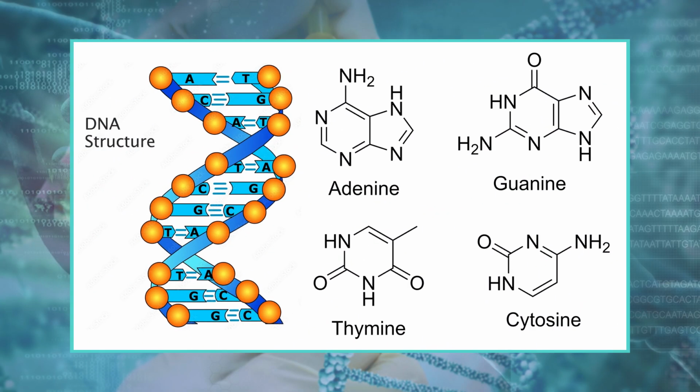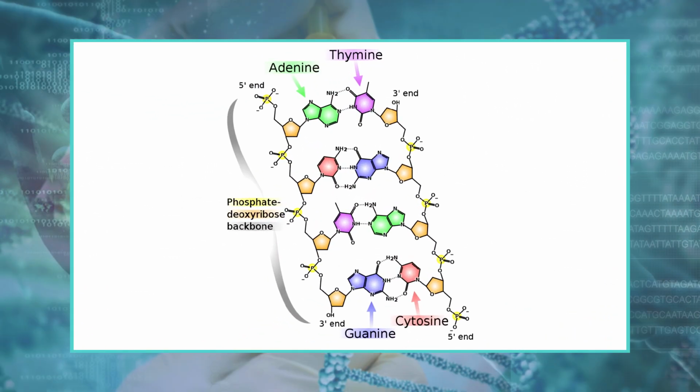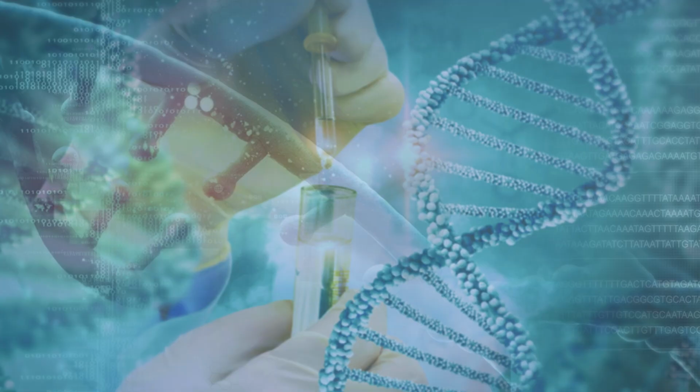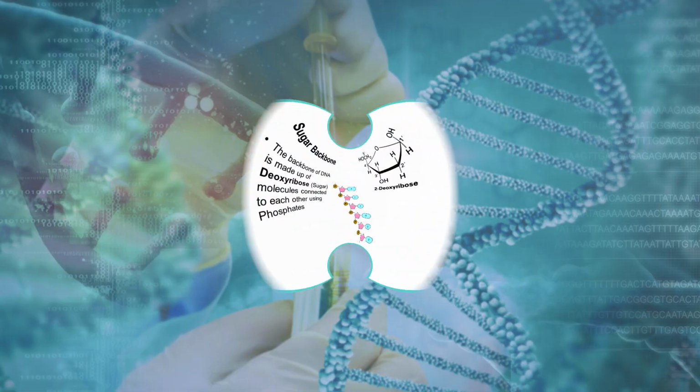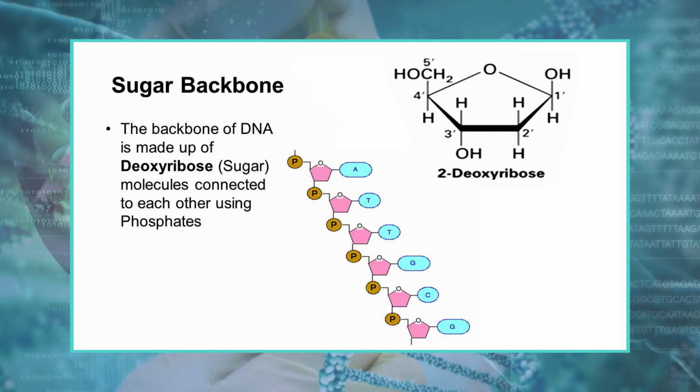Adenine, thymine, guanine, and cytosine are the four types of nitrogenous bases. These four nitrogenous bases pair together in a way that adenine pairs with thymine and guanine pairs with cytosine. These base pairs are essential for the DNA's double helix structure, which resembles a twisted ladder. The order of the nitrogenous bases determines the genetic code, or the DNA instructions. Among the three components of DNA structure, sugar is the one which forms the backbone of the DNA molecule.